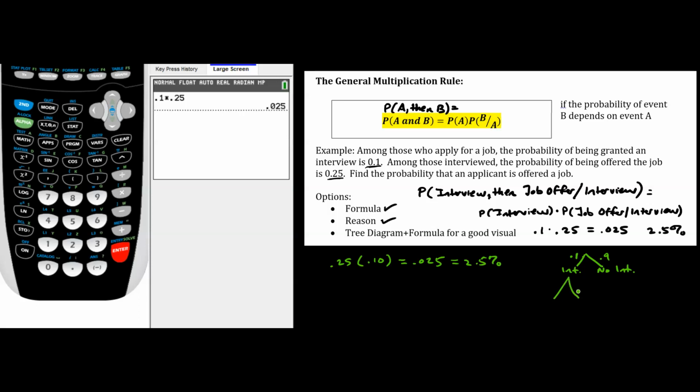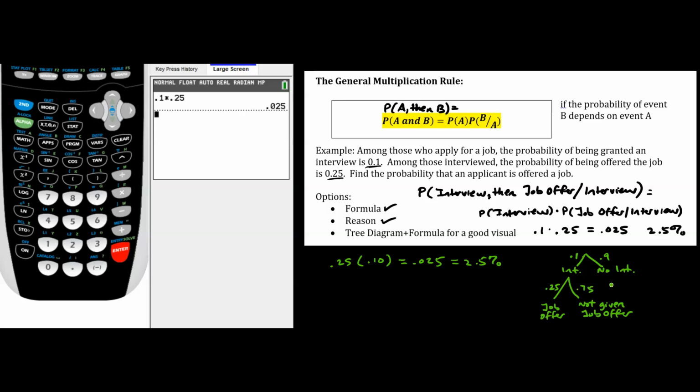This tree nicely captures conditional events because anything that happens in these branches of the tree is conditional upon this particular event happening right here. So you've been given an interview. Now you are either given a job offer or you are not given a job offer. The probability of getting a job offer, having been given the interview, we saw was 0.25. And therefore the probability of not being given a job offer would have been 0.75.